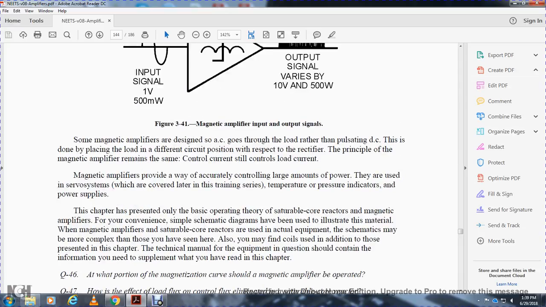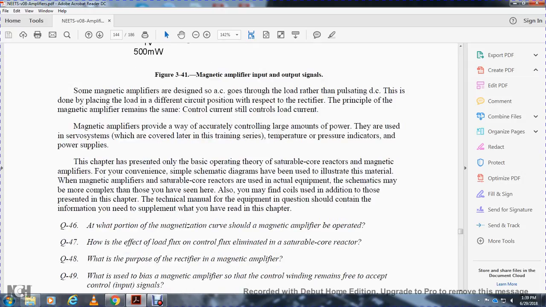Some magnetic amplifiers are designed so that AC goes through the load rather than pulsating DC. This is done by placing the load in a different position in the circuit with respect to the rectifier. The principle of the magnetic amplifier remains the same. Control circuits still control load currents. The magnetic amplifier provides accurate control of large amounts of power. They are used with servo systems, which are covered later in the training series, and in temperature and pressure indicators and power supplies.